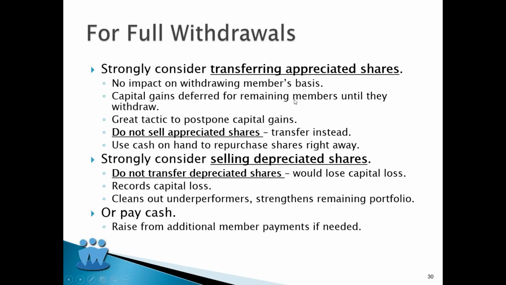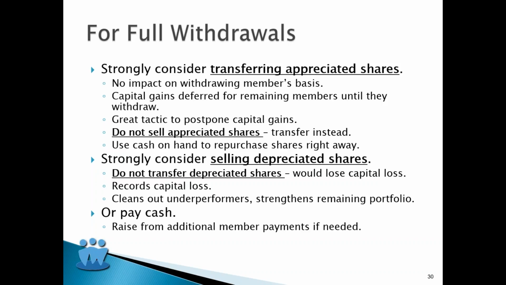Let's talk about full withdrawals. This is the case where, if you've got stocks that have gone up in price a lot, you should consider transferring appreciated shares to that fully withdrawing member. And people get confused. They think, well, what's the cost basis? What's going to happen to the capital gains? Well, the withdrawing member's basis in the club is the basis in their club. That doesn't change. So you're transferring the appreciated shares to them, but it's not like you're transferring the gain liability to them. So that's important to recognize.